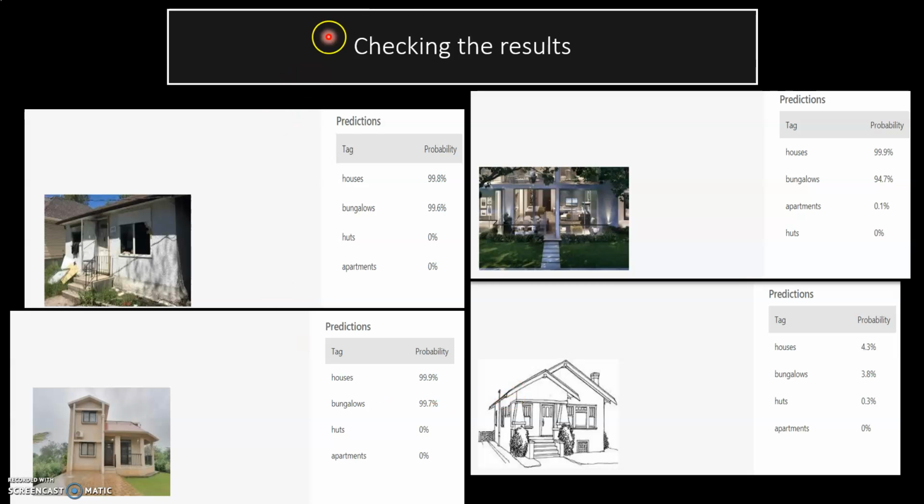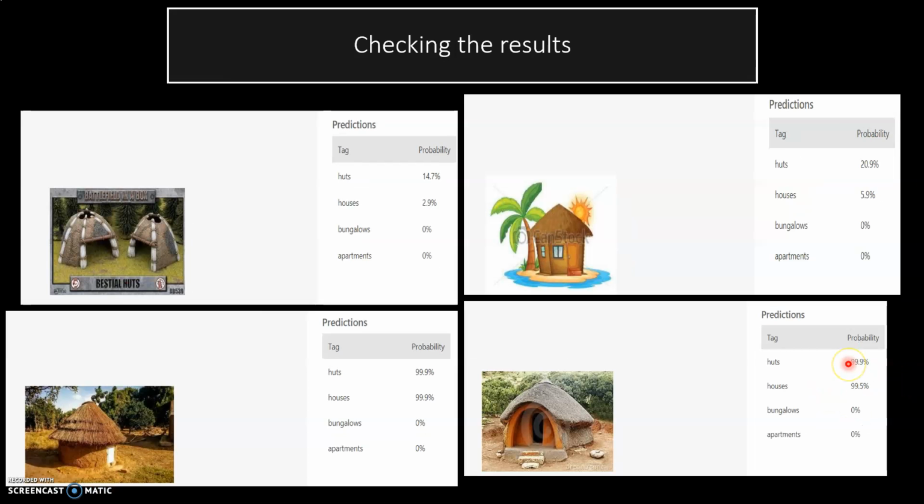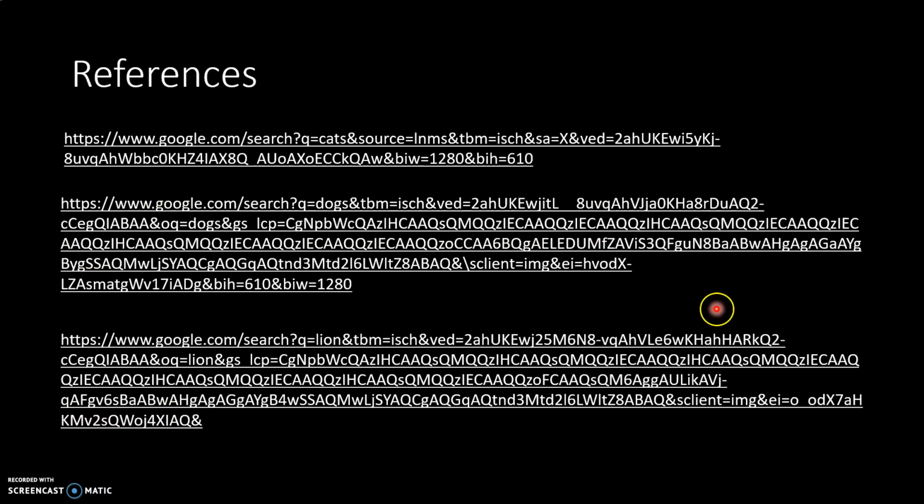And similarly, we are going to check for bungalows. As you can see, bungalows has 99.6%. For drawings, it's less, because it's 3.8%. And similarly for huts. These are the references for this project.